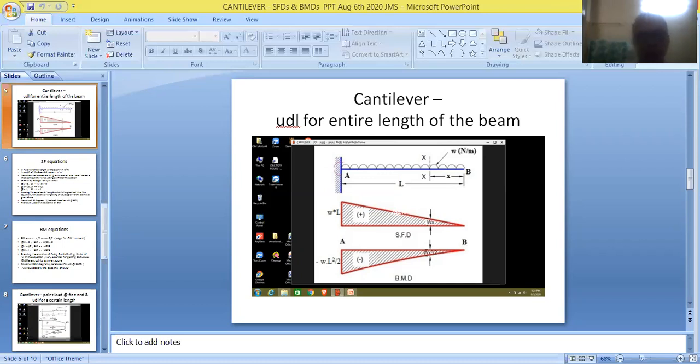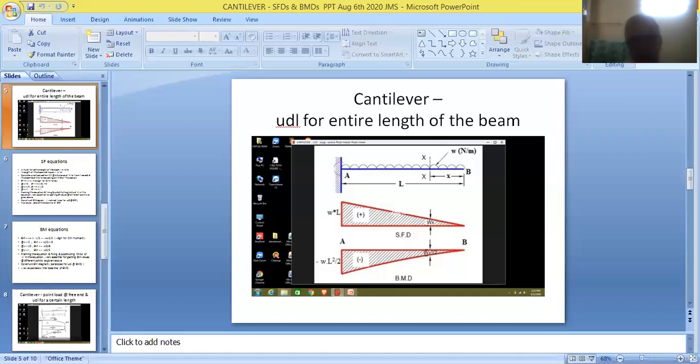Small w indicates the value of UDL, expressed in Newton per meter. And small l or capital L can be used for indicating the total length of the beam. Similarly, in any case, we have to consider a vertical section XX as shown in the figure at a distance of x meter from the free end of the beam, or from the right end of the beam.